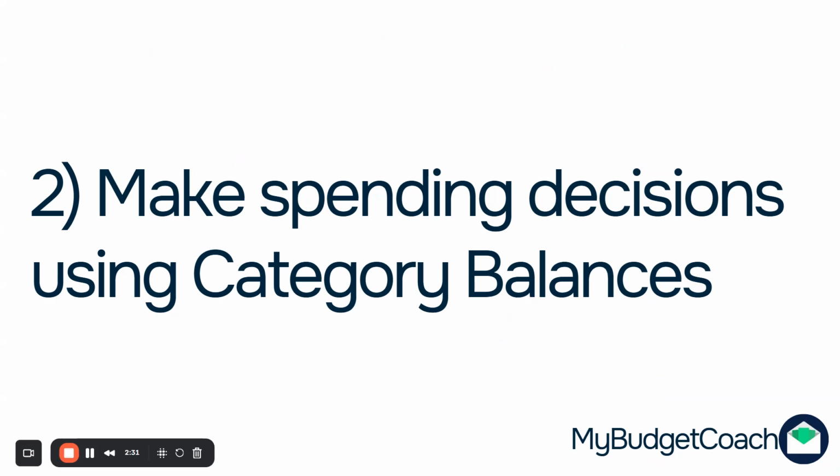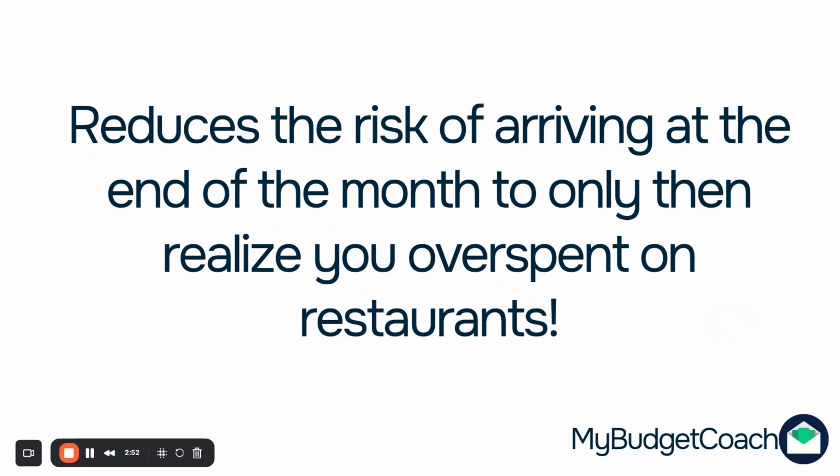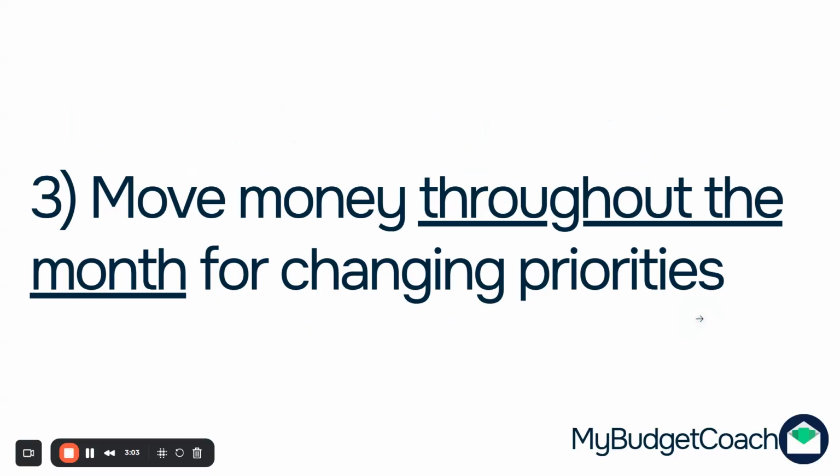Principle number 2, make spending decisions using category balances. Once you make the plan and you've budgeted all dollars to your categories, make sure to check the amount in the balance column using your mobile app or on your computer before you spend. This helps reduce the risk of arriving at the end of the month only then to realize you've overspent some of your categories, for example, restaurants or dining out.